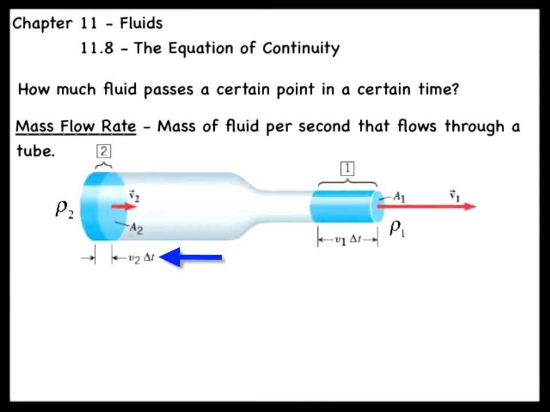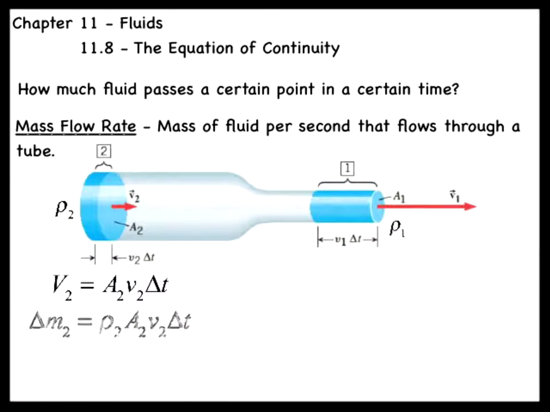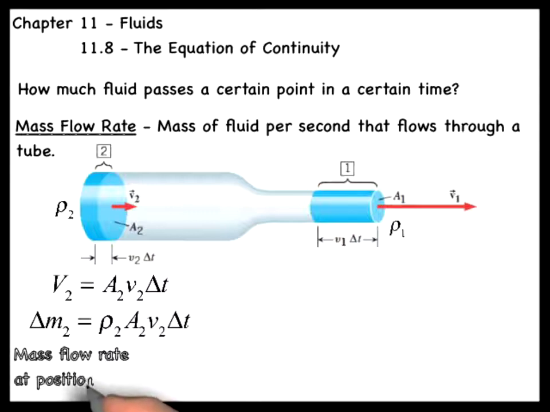The volume of fluid that has flowed past this point is the cross-sectional area times this distance, or A2 v2 delta t. The mass of this fluid element is the product of its density and volume, or delta m2 is equal to ρ2 A2 v2 delta t. Dividing delta m2 by delta t gives the mass flow rate, or mass per second.